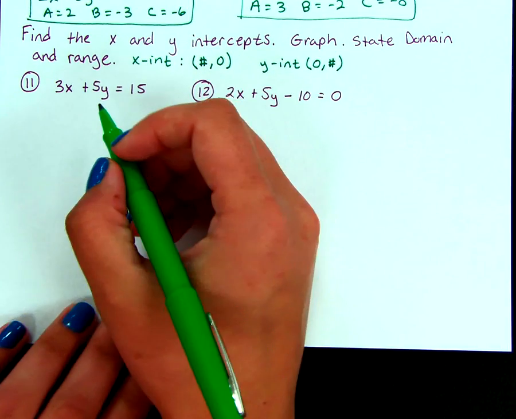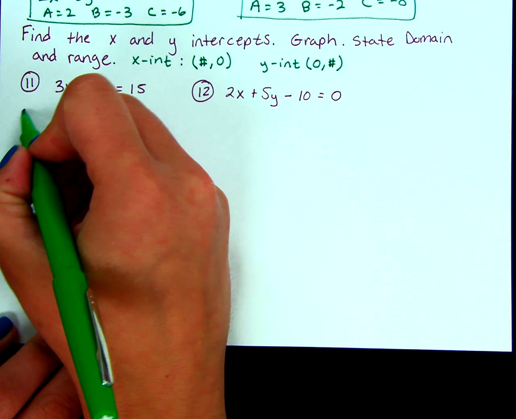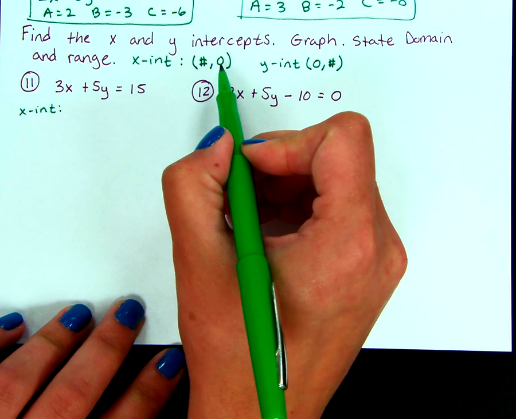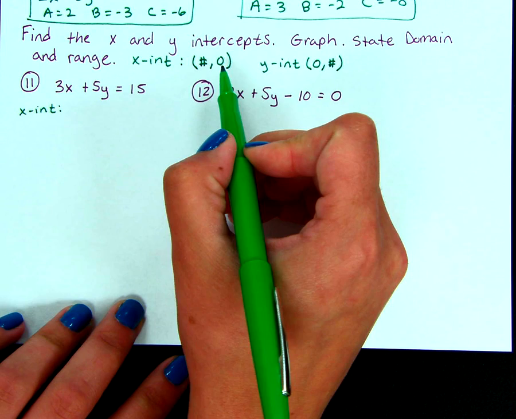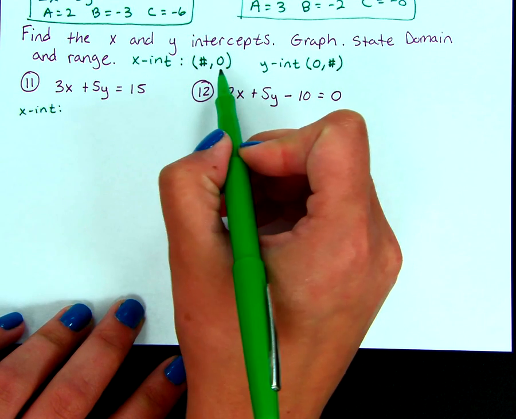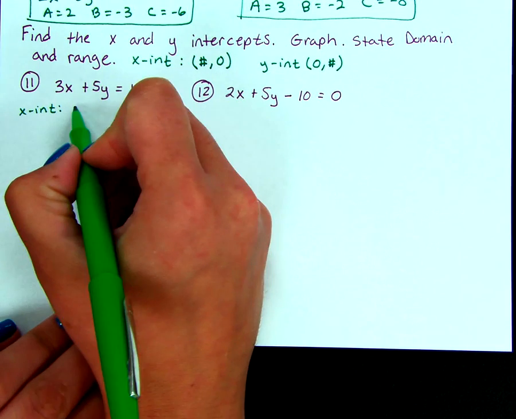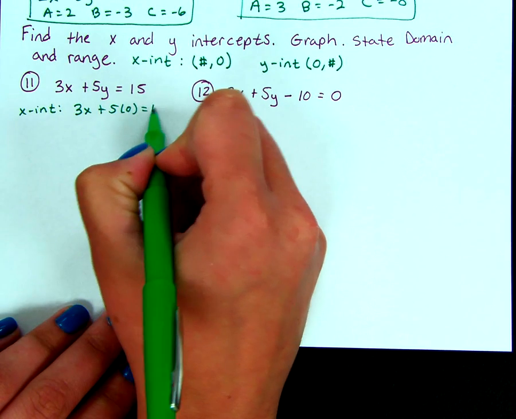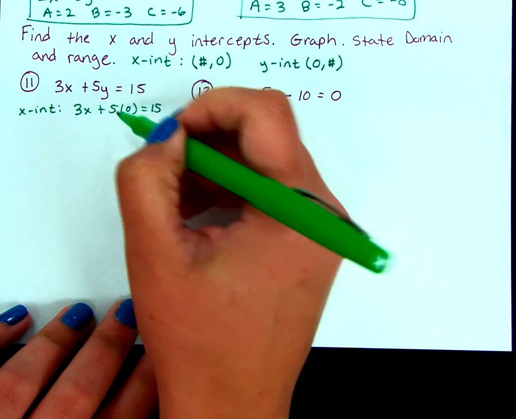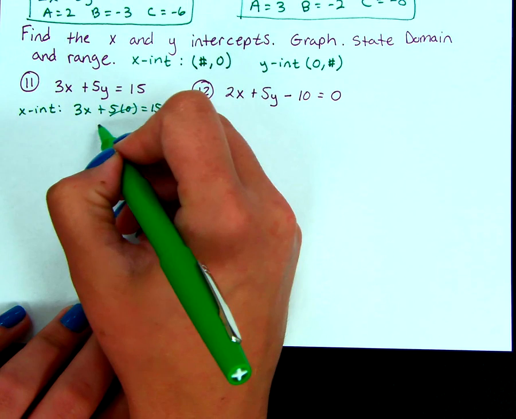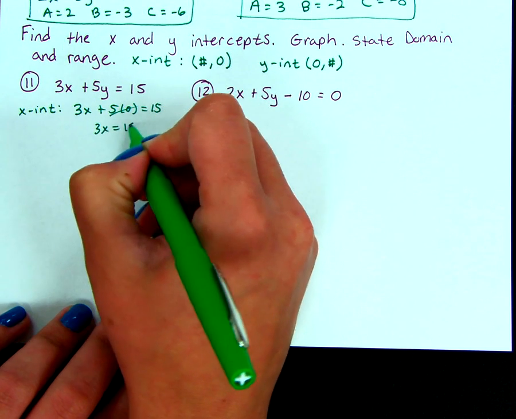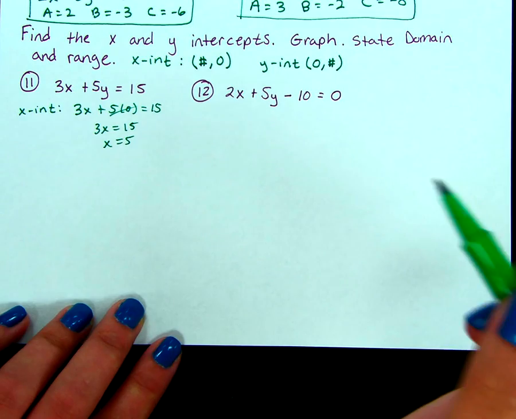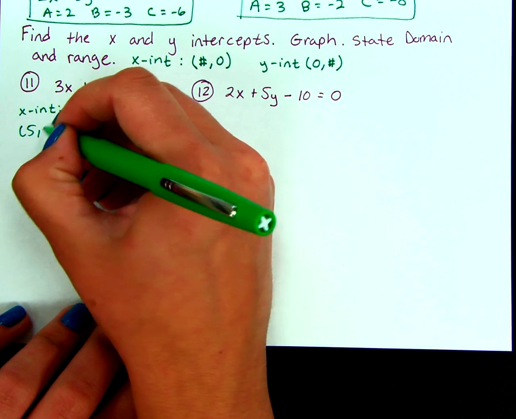So on number 11, let's start with our x-intercept. I'm just going to label that, x-intercept. So we know that the y value has to be 0. So we're going to substitute 0 in for y. So 3x plus 5 times 0 equals 15. So really, this just cancels. So we're solving 3x equals 15. So that means that x has to be 5. So the x-intercept is going to be at 5, 0.